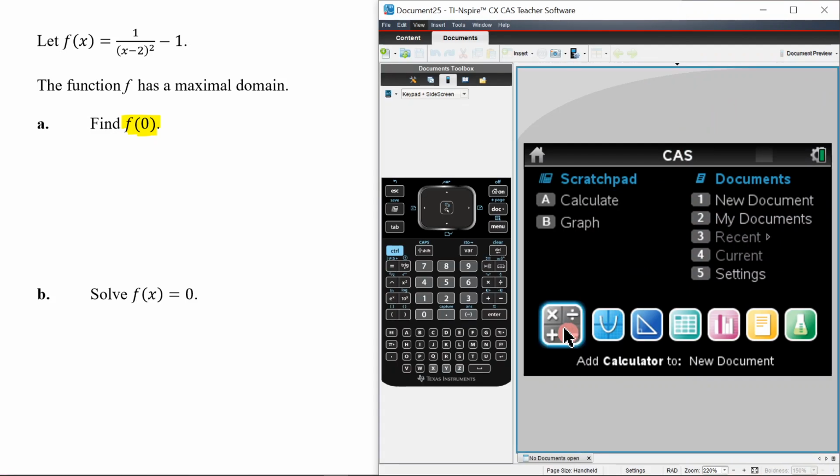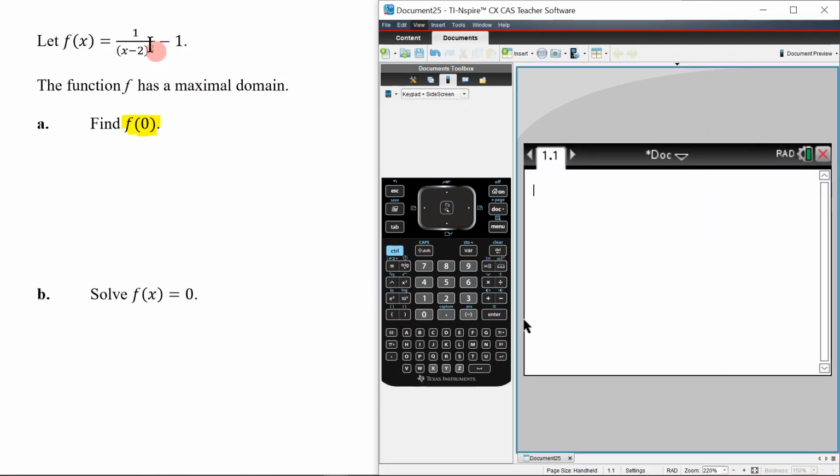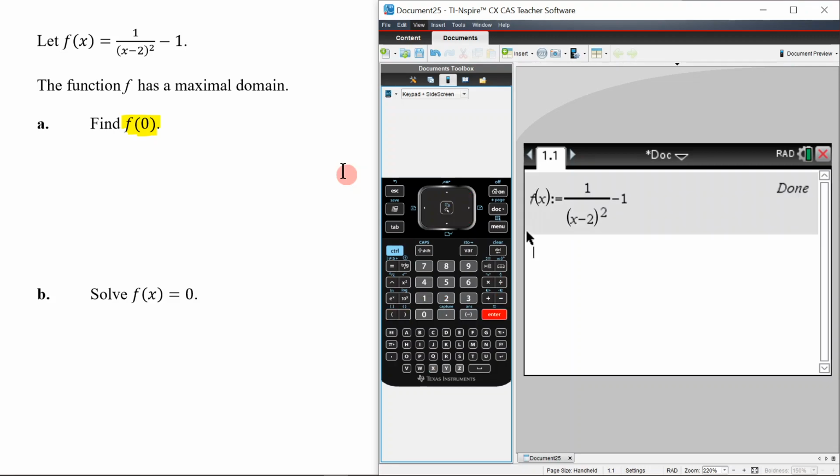So we come to our CAS, and we're going to begin by defining what our function is. So let's type in f of x, and then let's go control equals, and then type in what we see here. So it's 1 over x minus 2 squared minus 1. And just double check that you've written it down correctly. That looks good. Now we're going to sub 0 into this. So we're going to go f of 0. And we're going to get negative 3 on 4 out.